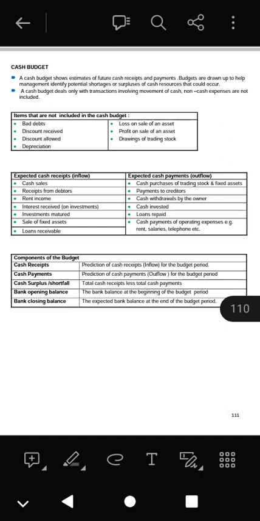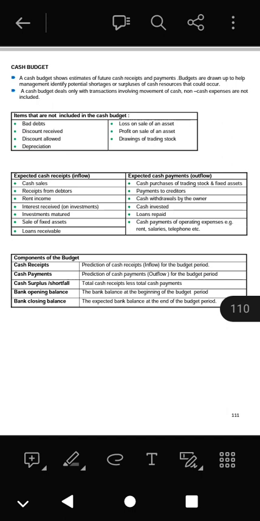The other part of the cash budget, we are looking at the expected cash payments or outflow. Cash purchases of trading stock and fixed assets, payments to creditors, cash withdrawals by the owner. These are also drawings, but they are drawings of what? Cash. Cash invested. So when the business takes money from its bank account and puts it on an investment, that is going to be an outflow. And also when they are repaying their loans.